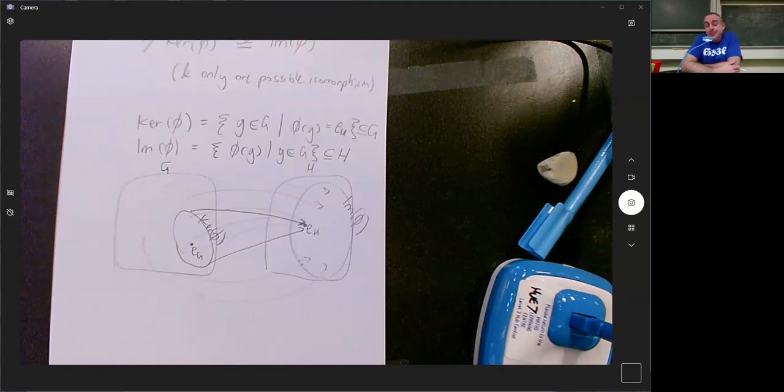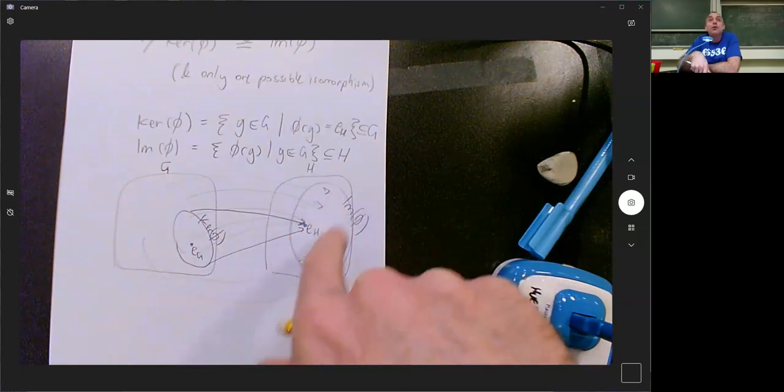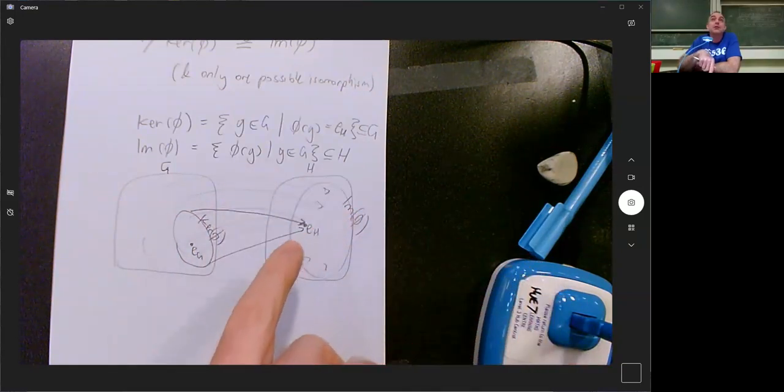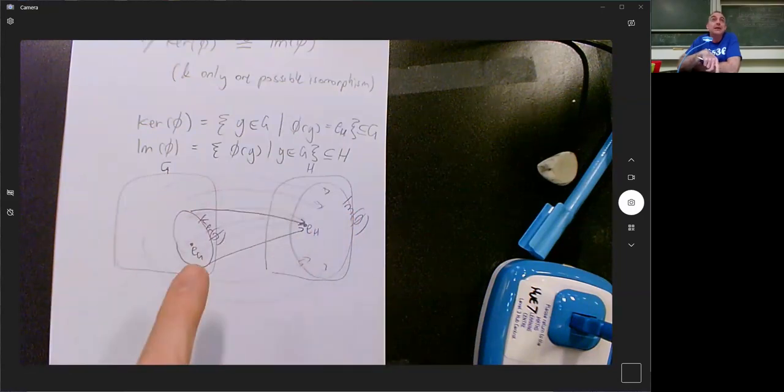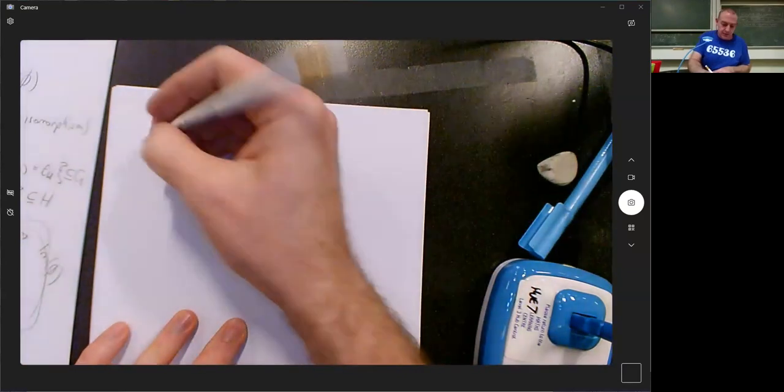And in fact, what happens is if there were 4 things here that all came to the identity, then everything here would have 4 things that went to it as well. It all adds up neatly. I just want to point something out here.